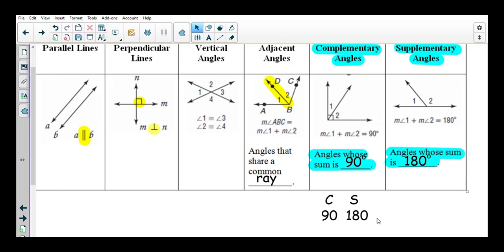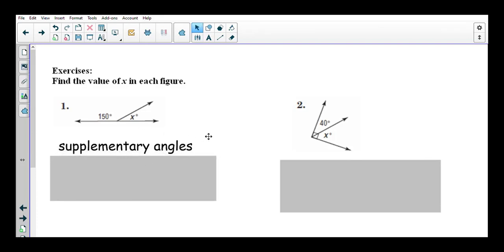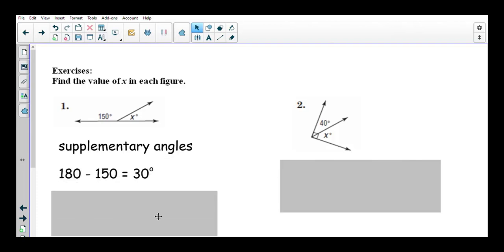All right, let's go ahead and flip to the page and let's see some of our simplest examples, beginning with number 1. So number 1 says to find the value of x in each figure. If we look at these two angles, we know that they form a straight angle or straight line. These two angles are supplementary angles. Now you don't actually have to write that out normally, but I'm going to explain these examples using the terminology so it helps us remember it. So they're supplementary angles, which means they add to 180. So if I want to find x, all I have to do is take 180 minus 150. That gets me 30 degrees. So x is 30 degrees.